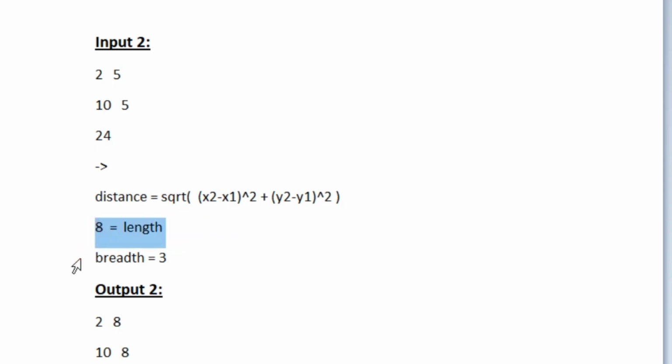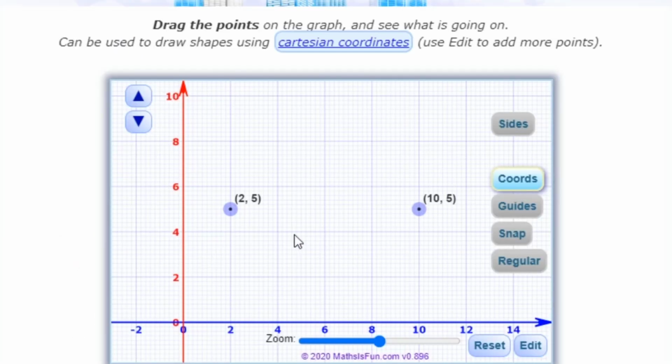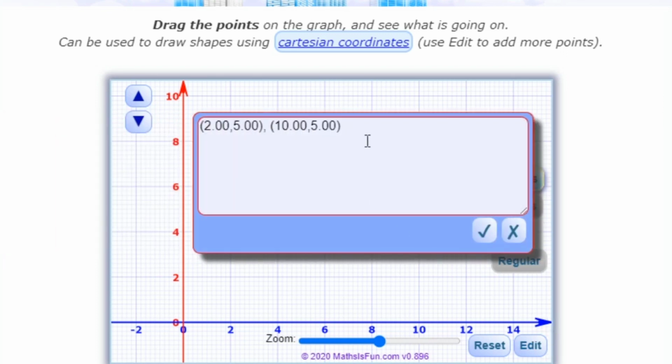So let us open the graph. So we have found the breadth is equal to 3. So these are the already given input coordinates. So the another coordinate is present at a breadth of 3. So it will be along the same x-axis and the y alone will be incremented by 3. So the new point will be 2, 8. So I will give the third coordinate also as an input. So you can see where that point is actually present. So it is 2, 8.